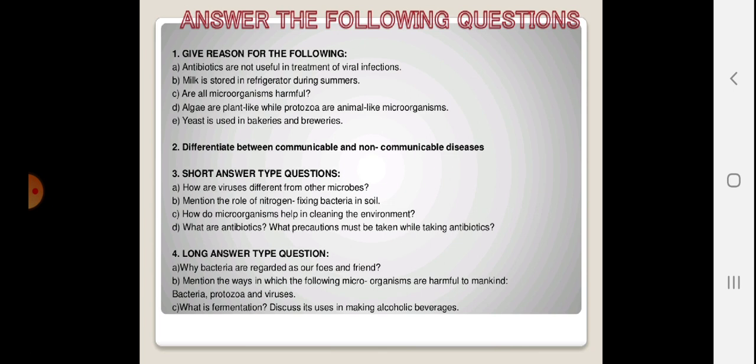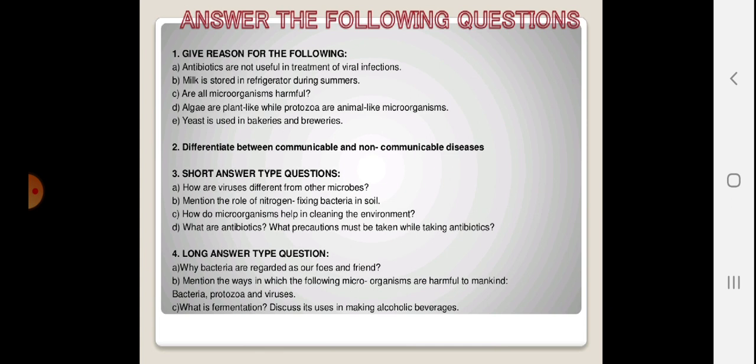Are all microorganisms harmful? No, we have discussed in our PPT presentation number 2, part 2, many usefulness of microorganisms. They are used in preparation of alcohol, wine, and vaccines. They are used to clean the environment, and they also enrich soil fertility.